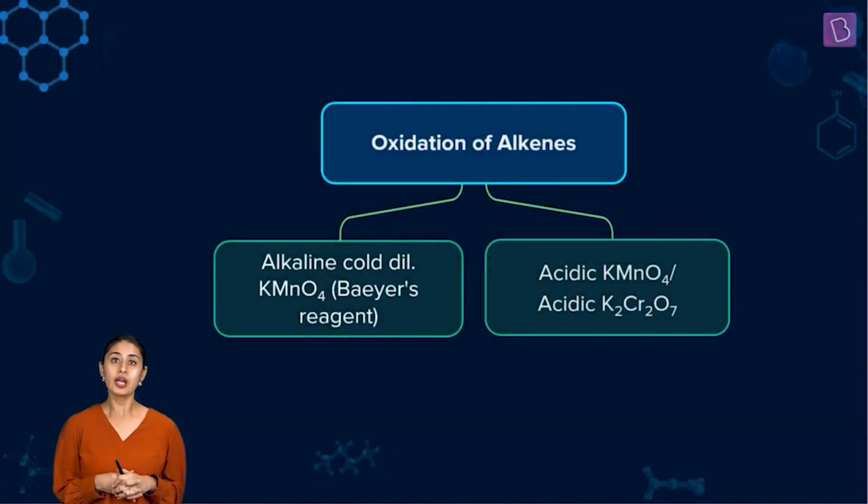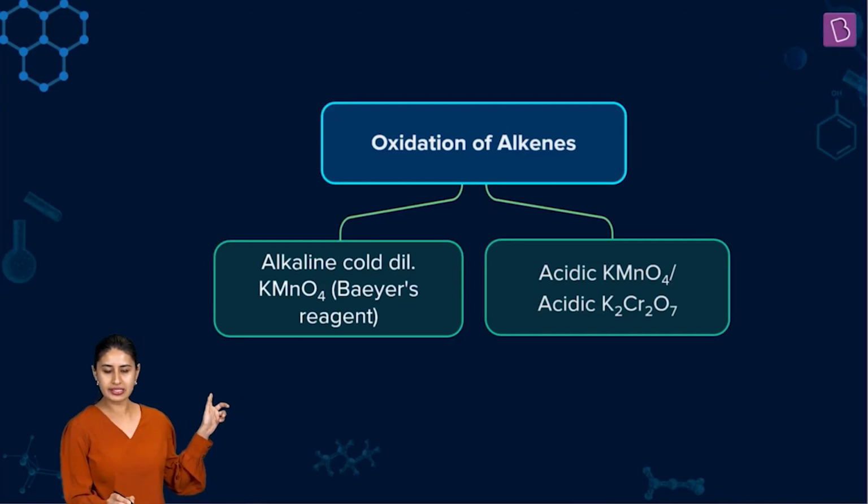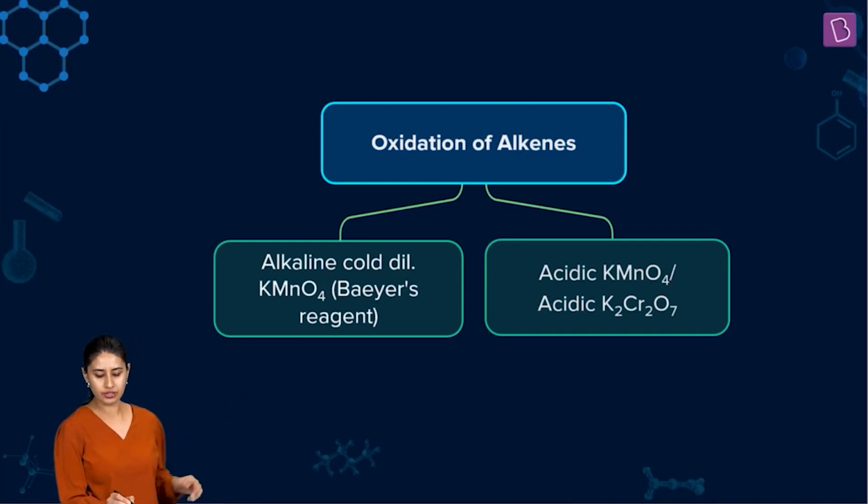Oxidation. A reagent is going to come your way. Bayer's reagent is coming your way. So embrace the reagent's name and understand its chemical properties. Oxidation of alkenes can happen under two conditions. Alkaline cold dilute KMnO4, which is also called Bayer's reagent.